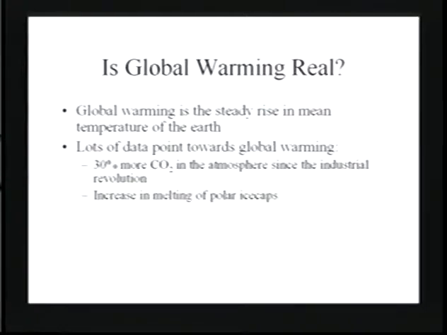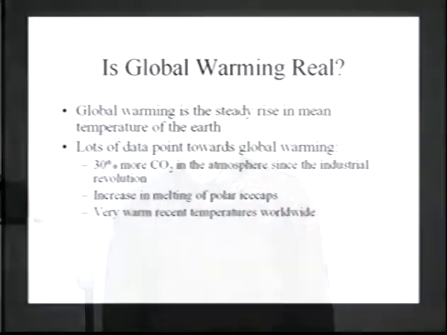There's been an increase in melting of the polar ice caps, although I just recently saw a report in Science that said that perhaps this is a normal trend rather than something unusual. Because by looking at ice cores in Antarctica, for example, you can track warming and cooling phases in the Earth. And it may be that this is a cyclical thing that we're starting to see again. There have been very warm recent temperatures worldwide. Some of the warmest temperatures on record have been recorded in the past several years. So that's sort of interesting.